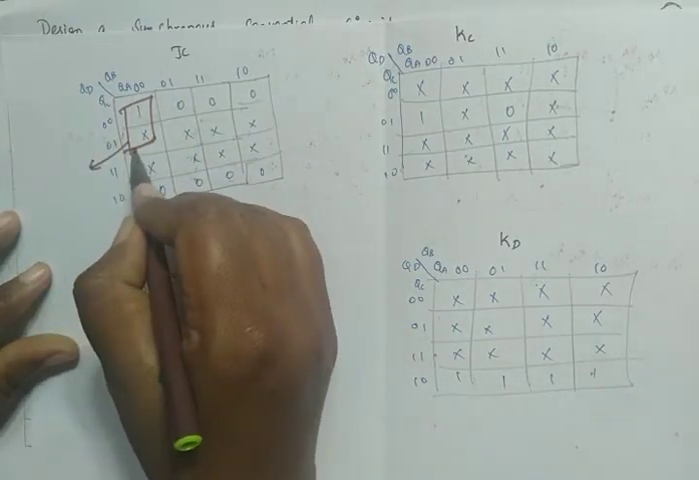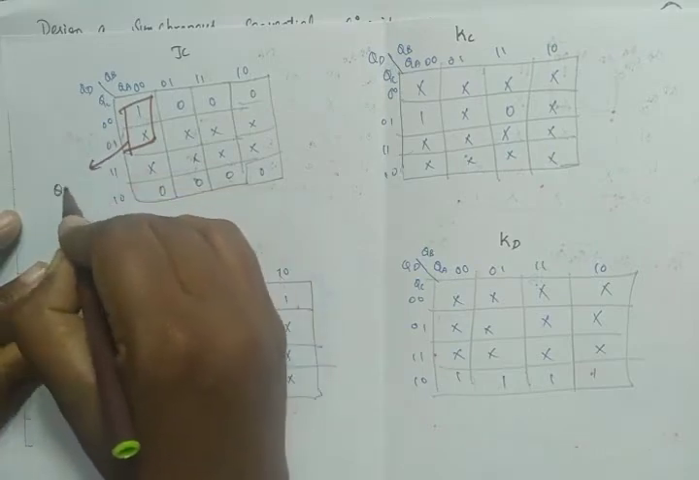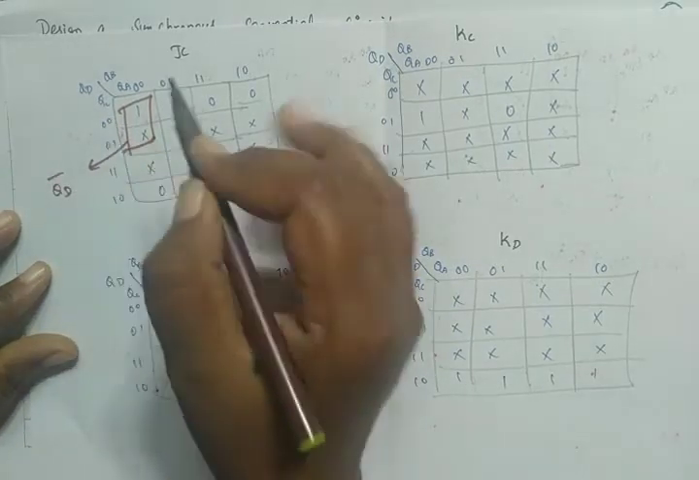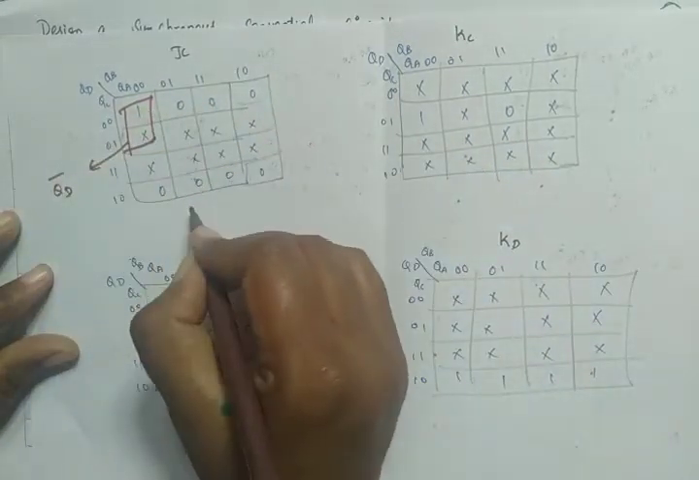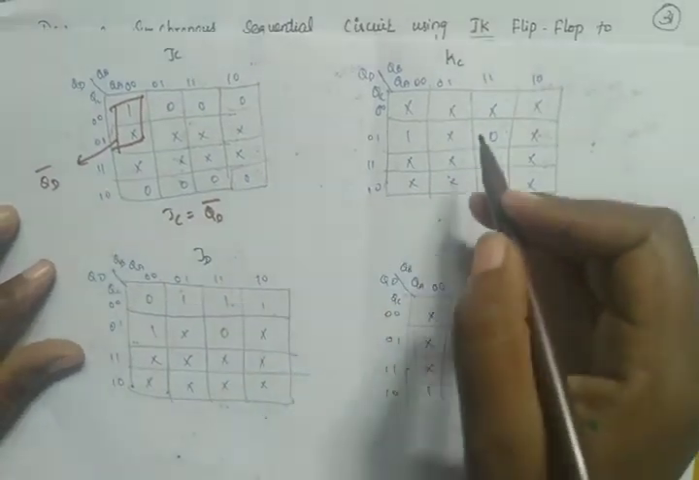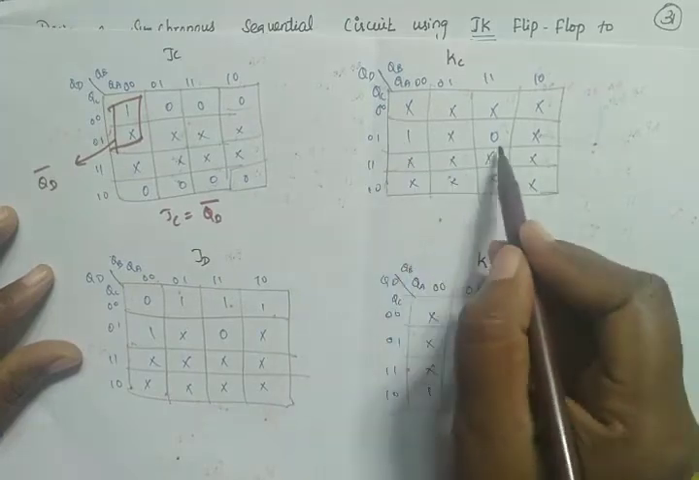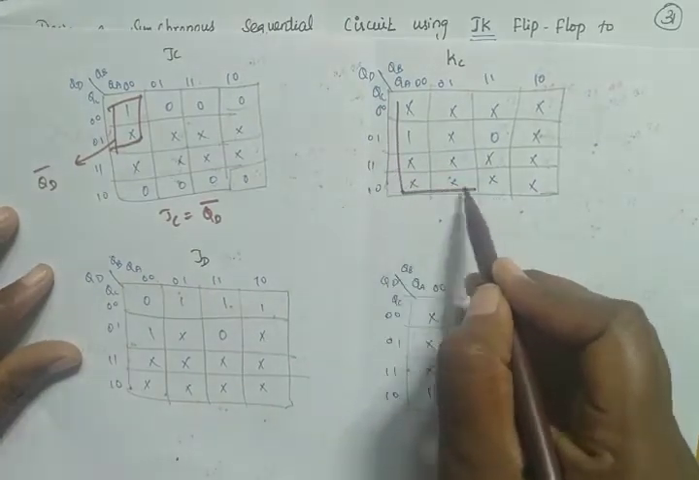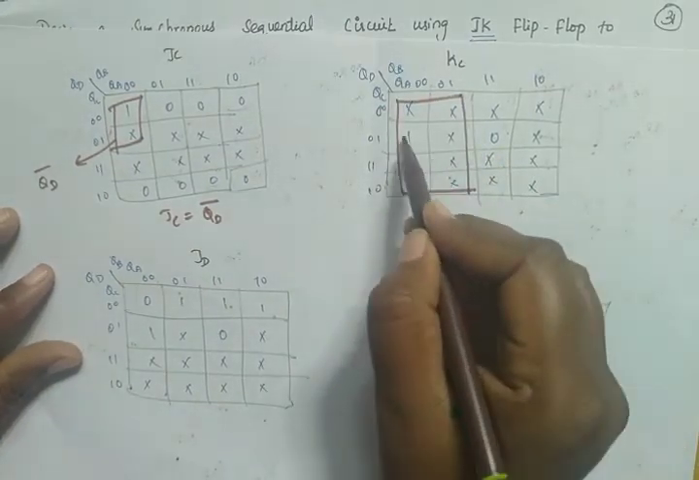And now what is the answer for this? QD bar, because this QC, QC bar cancels. That's it. We don't have anything here. Therefore JC is equal to QD bar. And here we have KC. Now check here. Here we have 0. So we cannot combine everything. Here we have only 1 1.